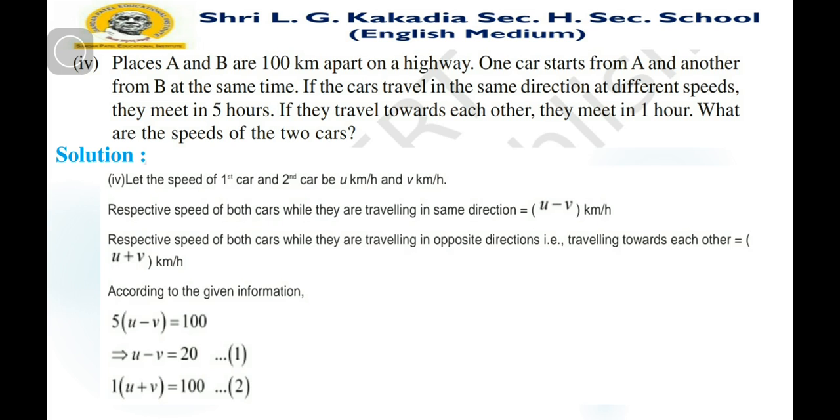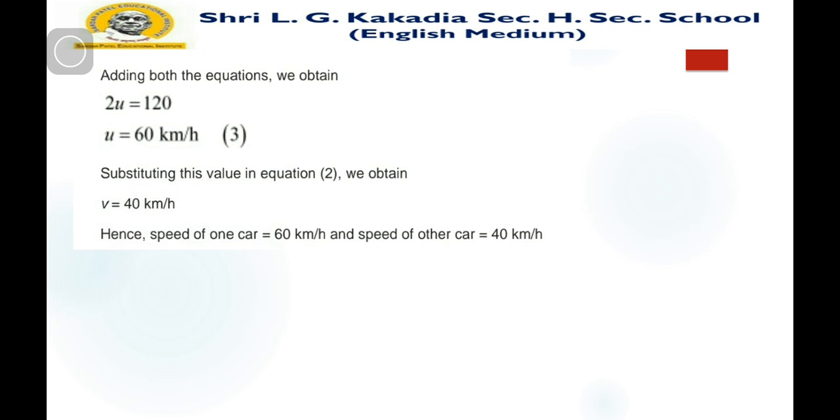Now we solve this example. Adding both equations we get 2u is equal to 120, then u is equal to 60 kilometer per hour. Substituting this value in equation number 2, we obtain v is equal to 40 kilometer per hour. So the speed of one car is 60 kilometer per hour and the speed of the other car is 40 kilometer per hour. By this way you can find any solution.